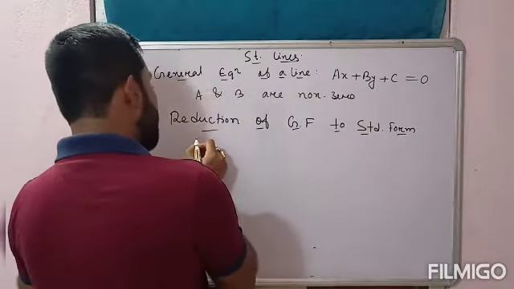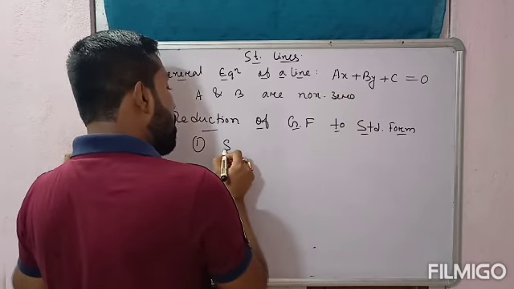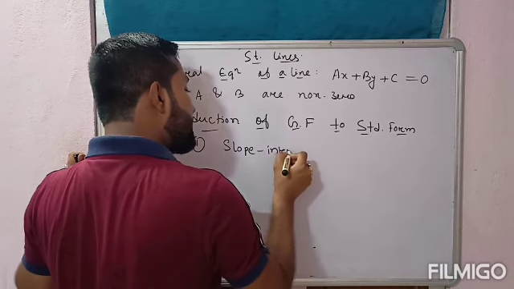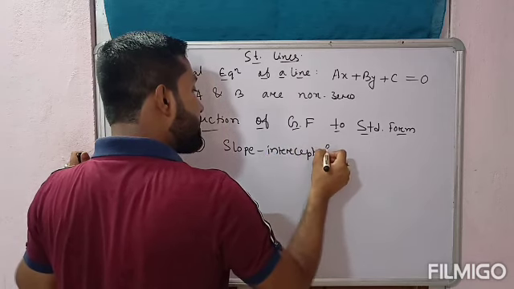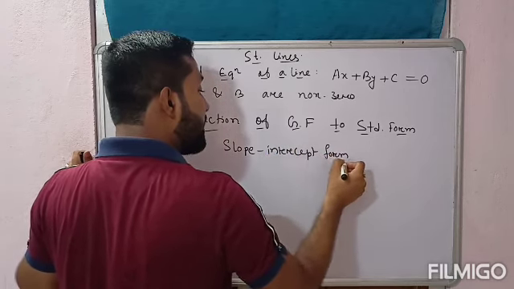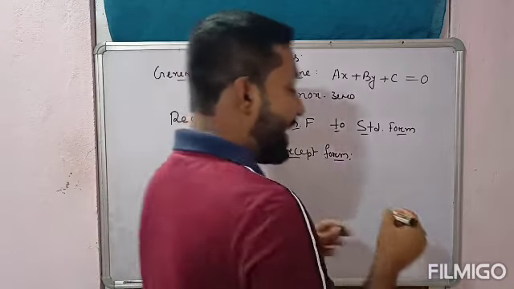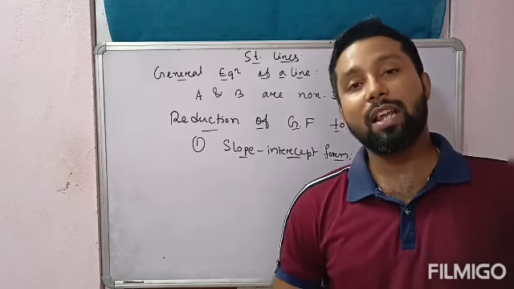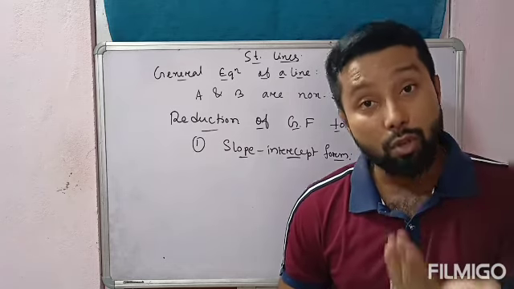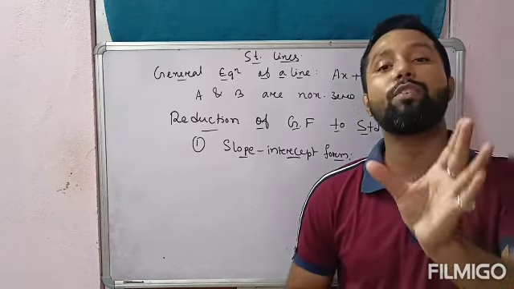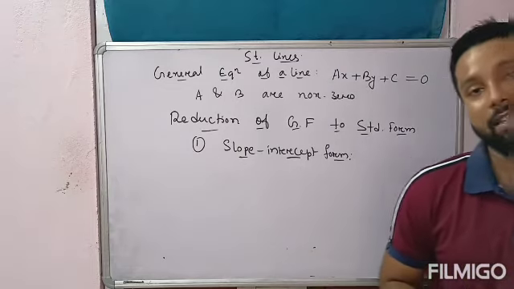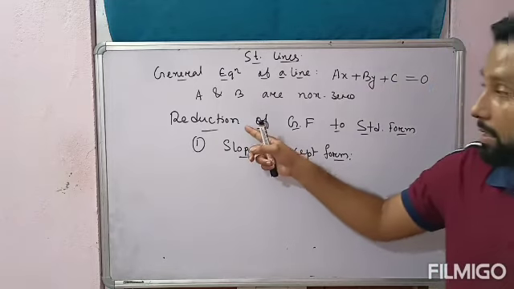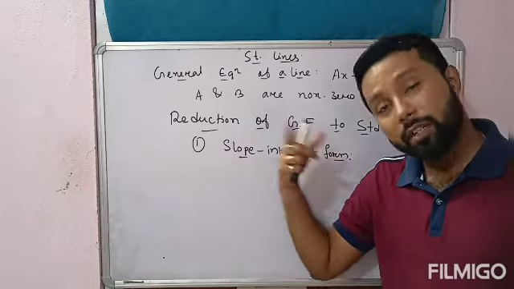Number one, reduction to slope intercept form. That means if any general equation is given in the question and you are asked to reduce the equation into slope intercept form, then how can we reduce that equation into slope intercept? Slope intercept is the standard form. We are reducing the general form into standard form.